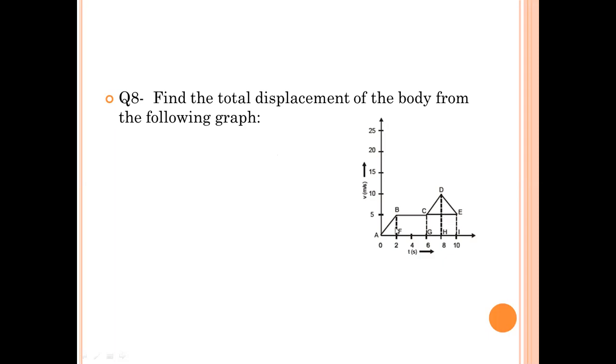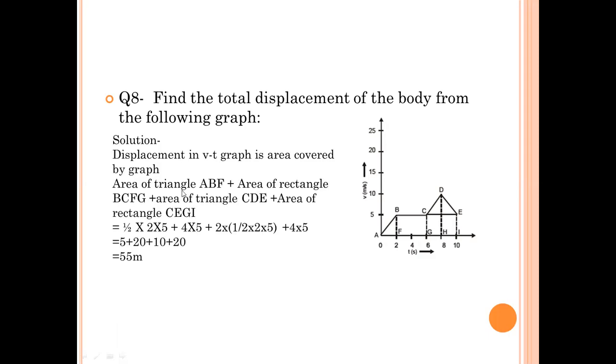तो area यहाँ पे कितना हो गया? ABF, BCFG, CDE, CGIE, ये सब एरिया है कवर बाय द ग्राफ विद टाइम एक्सिस। सो डिस्प्लेसमेंट इन VT ग्राफ इज एरिया कवर्ड बाय द ग्राफ। डिस्प्लेसमेंट हमेशा क्या होता है? एरिया। व्हाट इज द एरिया? अब इसका एरिया कैसे निकालेंगे? तो एरिया ऑफ ए ट्रायंगल प्लस एरिया ऑफ ए रेक्टेंगल, अगेन एरिया ऑफ ए ट्रायंगल CDE प्लस एरिया ऑफ रेक्टेंगल.